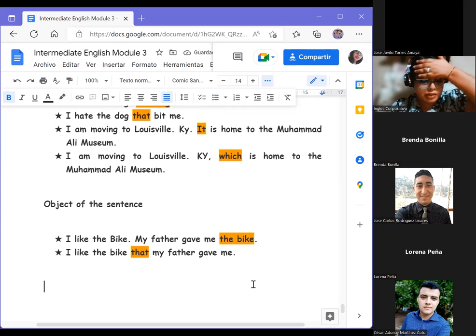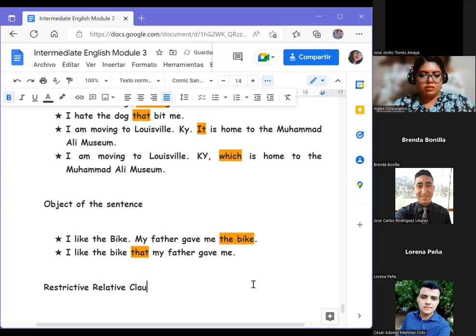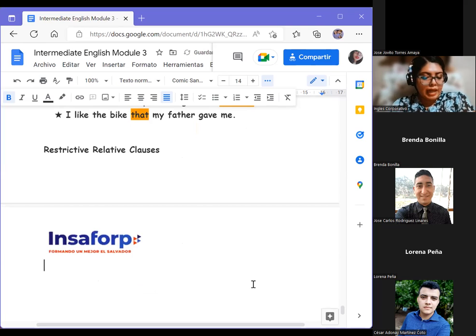And now we are going to talk about the restrictive relative clause that was mentioned on the table in which we were talking about the pronouns. So we are going to know what these restrictive relative clauses are. So it says that restrictive relative clauses give information that defines the noun, information that is necessary for complete identification of the noun. Use that or which for non-human nouns, use that or who for human nouns, and do not use commas.